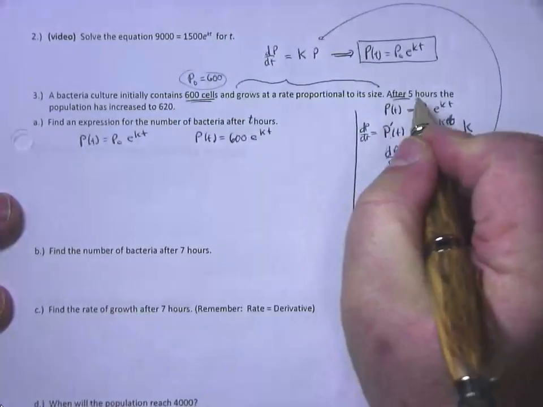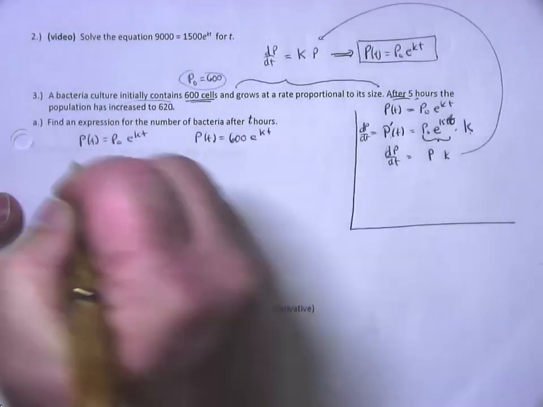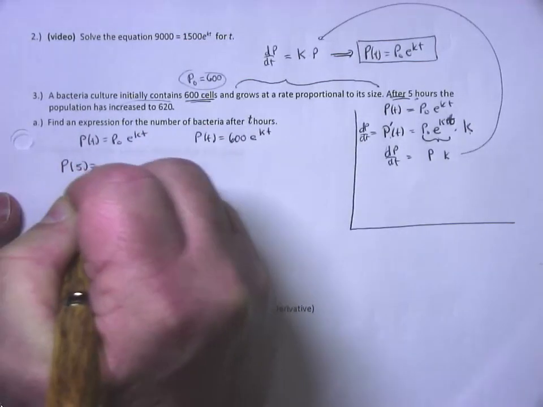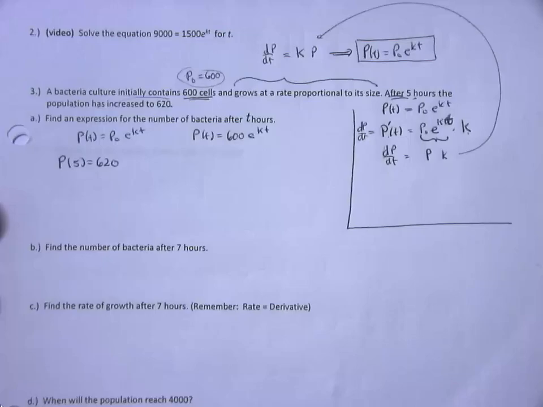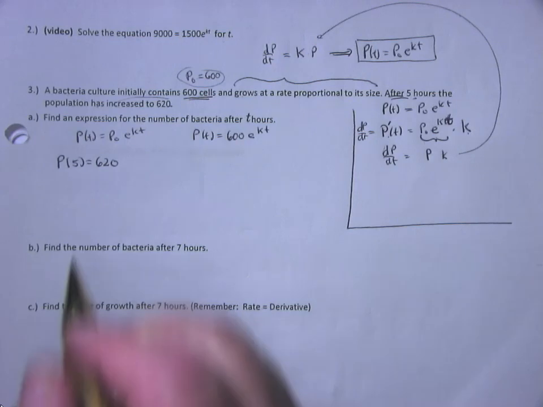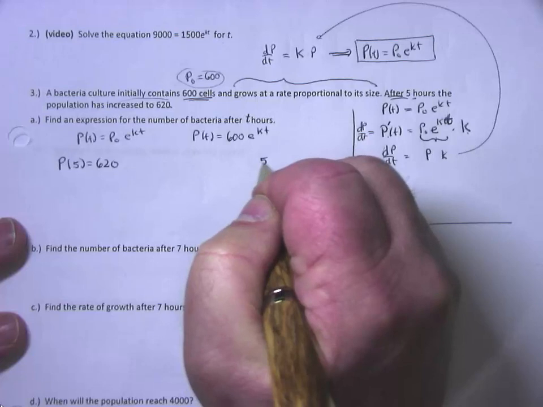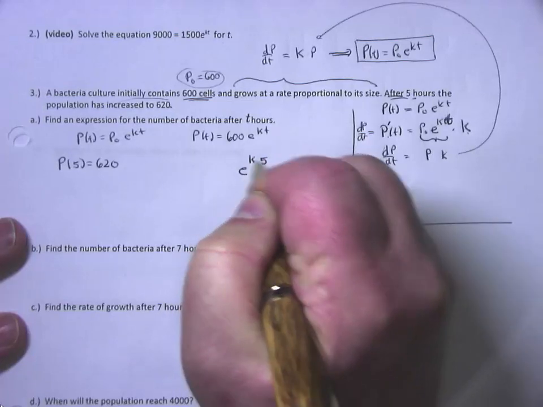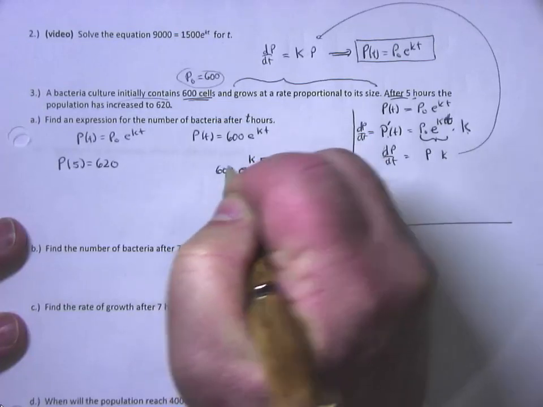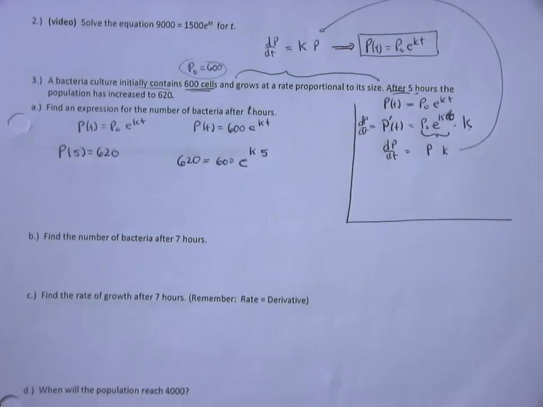After 5 hours, the population has increased to 620. P of 5 hours equals 620. Okay? You with me so far? So, I'm going to plug in time as 5. So that'll be e to the k times 5, times 600, and that's going to be equal to 620. Does that make sense? What are you going to do?